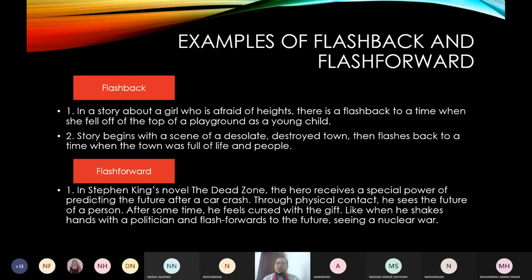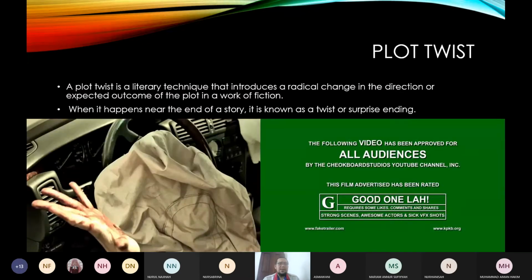I think dalam movie banyak lah kalau you tengok. Alright, satu lagi yang sangat menarik adalah plot twist. Okay, plot twist ni antara benda yang you kena buat dalam short story. Plot twist is a literary technique that introduces a radical change in the direction of the expected outcome of the plot in a work of fiction. When it happens near the end of a story, it is known as a twist or surprise ending. Maksudnya ending yang you tengok, you tak expect.